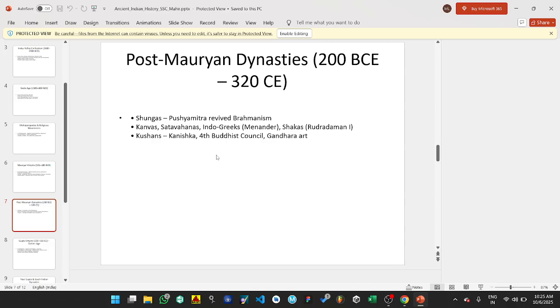Post-Mauryan dynasties. After the Mauryas came smaller dynasties. Pushyamitra Shunga revived Brahmanism. Then came Indo-Greeks like Menander, who embraced Buddhism. Sakas under Rudradaman repaired Sudarshan Lake. His inscription is the first Sanskrit one. Kanishka of the Kushan dynasty was a great ruler. He held the fourth Buddhist council and promoted Gandhara art.